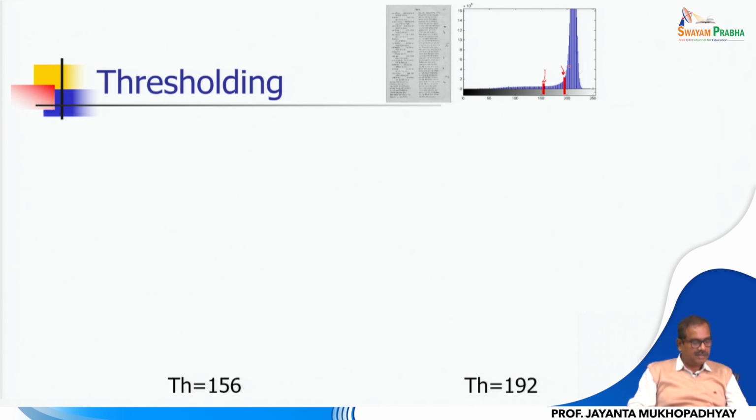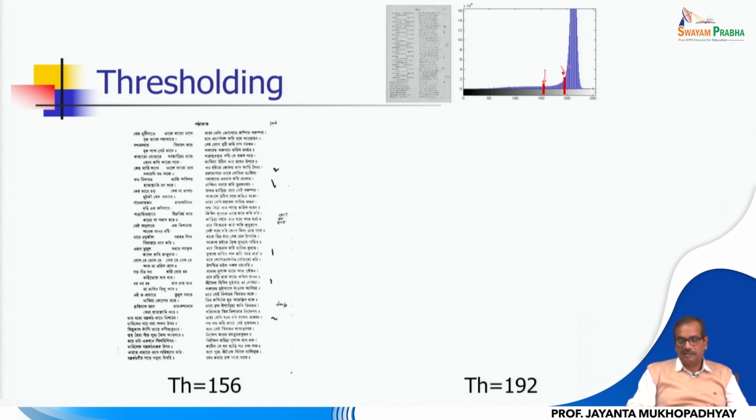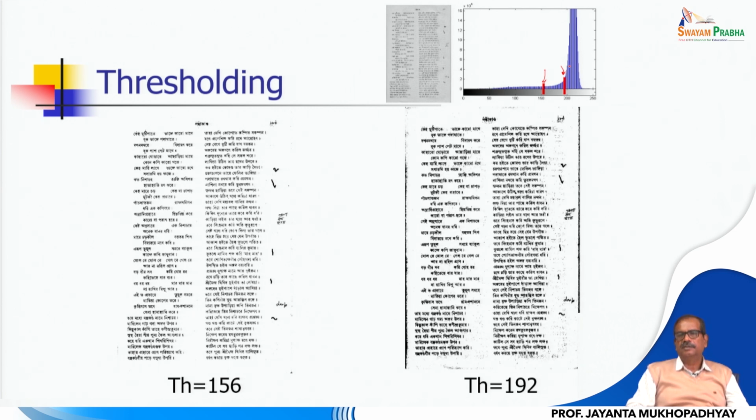You are choosing these two values, and now I apply this thresholding operation on one of these two cases. First we consider the value 156. This is the result you see, and for threshold 192, this is the result. Naturally you can see that in the previous case, where the threshold is 156, the text looks a little faded. That means some of the pixels which belong to text are classified as foreground, so they are made white by turning them to 255. So you are missing those points, and that's why it looks faded.